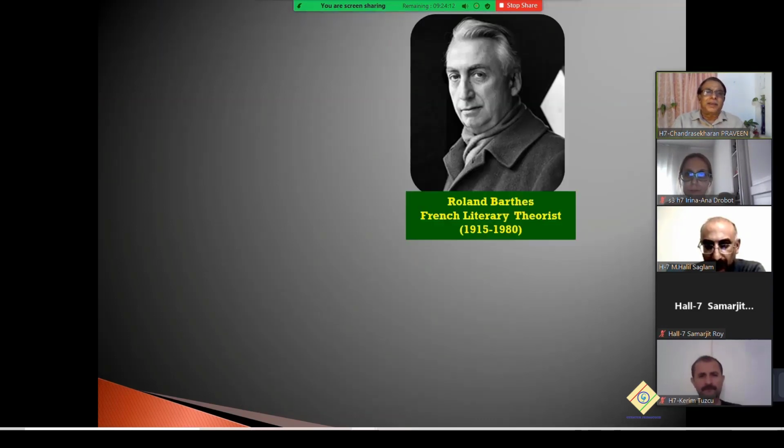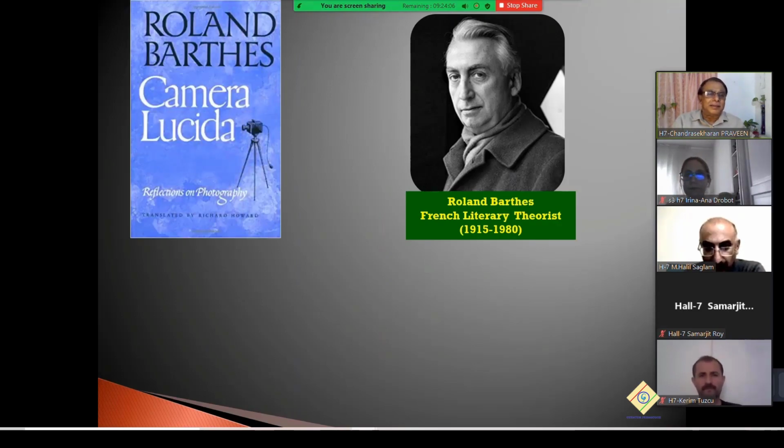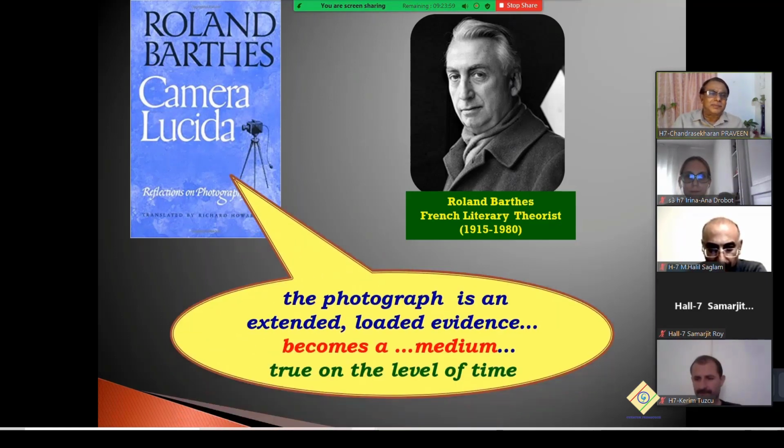Now, we all know Roland Barthes, the French literary theorist. He had brought out a publication, a book about the camera. And this is one significant observation he makes: the photograph is an extended, loaded evidence. It becomes a medium, true on the level of time. So he rates the photograph high.